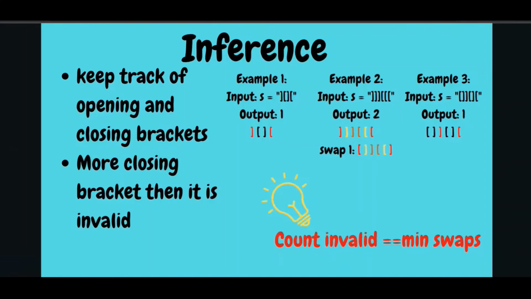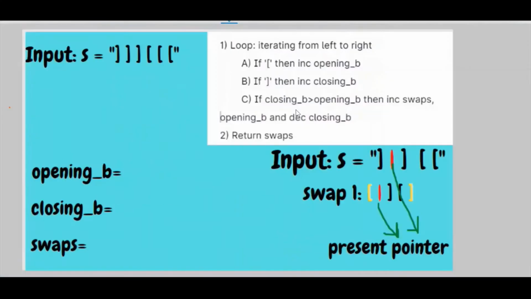This is one inference, and in the next step, let us design our algorithm using these inferences. This is the algorithm that we'll be following, and in this algorithm we will be going from left to right. That is, we are iterating, and if it's an opening bracket, then there is an opening counter, which we will be incrementing.